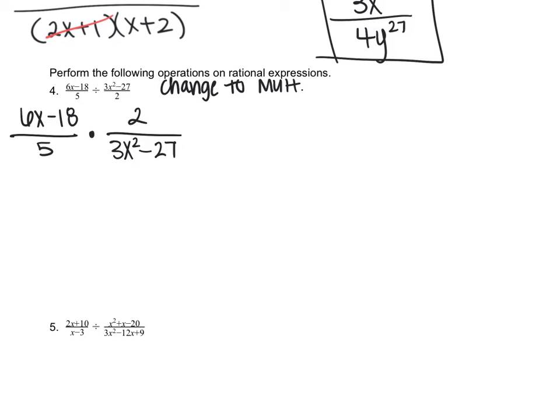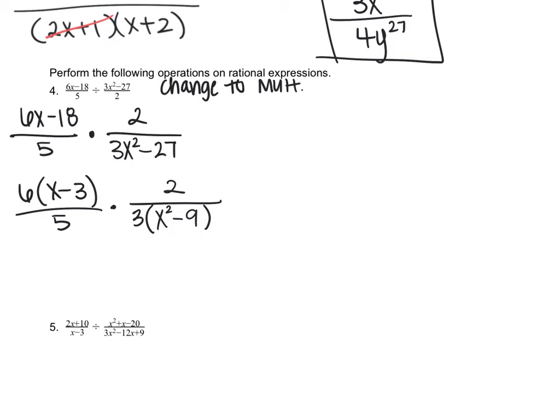So 6x minus 18 has a GCF of 6, which I can factor out and leaves us with x minus 3 in parentheses over 5 times, we have our 2. 3x squared minus 27 also has a GCF of 3, which then leaves us with x squared minus 9. Okay, I'm not quite done factoring because I still have a quadratic. So you can't start simplifying or canceling anything until you don't have any more quadratics. So I'm going to leave the first fraction alone for now.